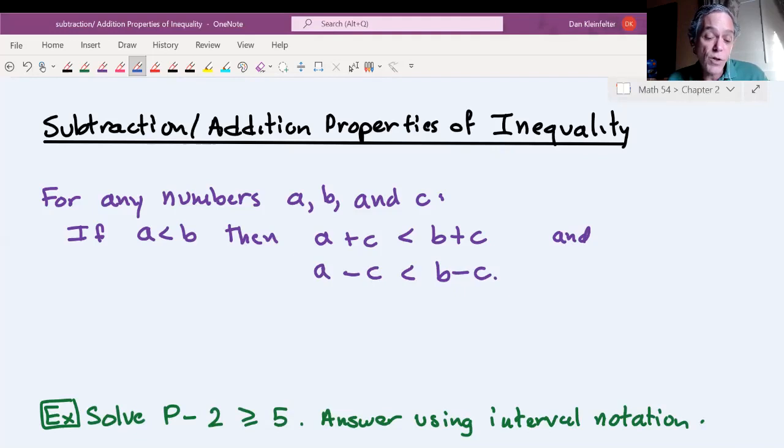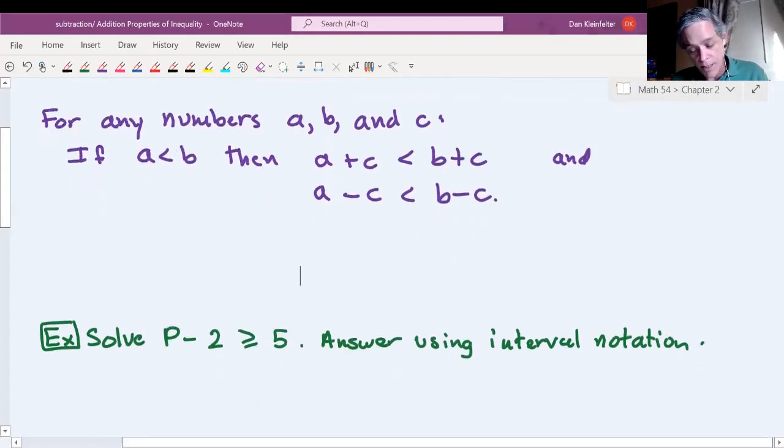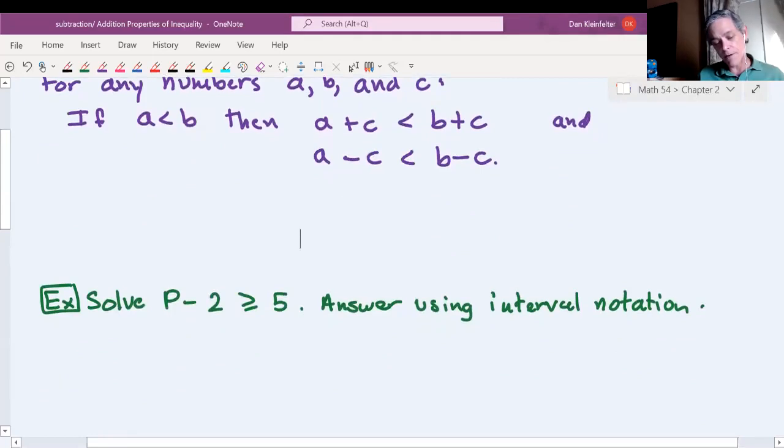Okay? If you are younger than your brother, in 5 years, will you still be younger than your brother? Answer is yes. If you add 5 years to both of your ages, the younger one is still the younger one. Okay, suppose that you weigh less than your sister. If you weigh less than your sister and you both lose 10 pounds, then you still are going to weigh less than your sister because you've lost the same amount. That preserves the order. Okay, so let's try to apply this property.